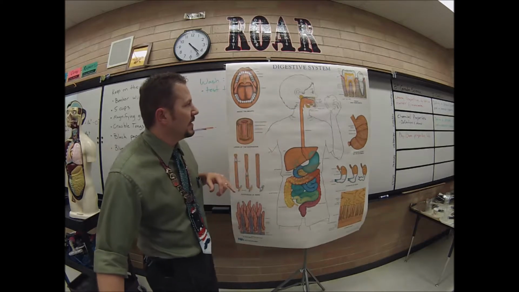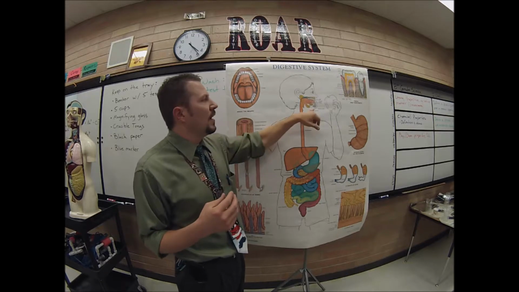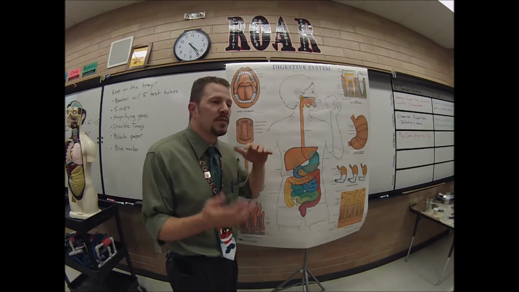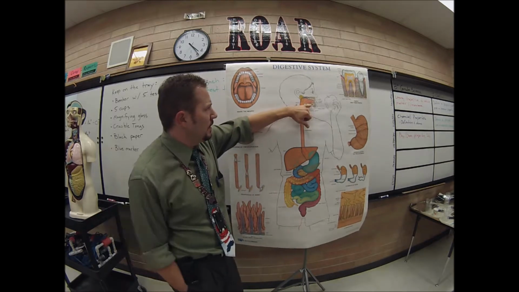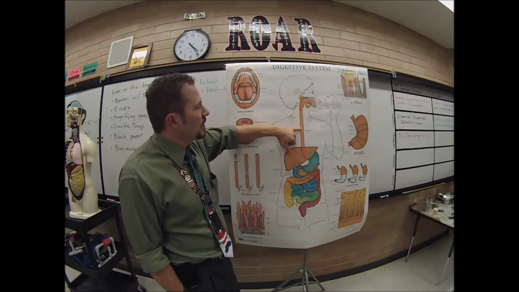We use our teeth to mash up our food, break it down. Our saliva glands will release saliva that helps start the digestive process for different types of compounds. And then our tongue is a muscle that helps move that around. Swallow it down our esophagus.